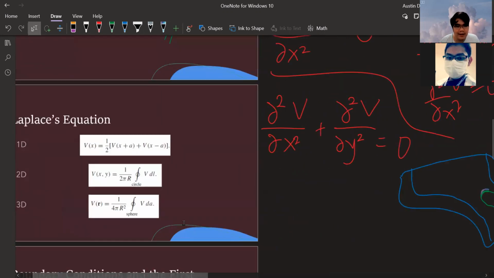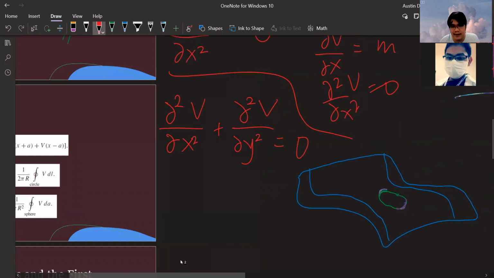And we can actually write down that the potential at any point x, y can be written as this. So 1 over 2 pi r, integrate mo yung V dl. So hanapin mo ngayon yung potentials at this point. Circle mo, hanapin mo yung potentials diyan. Isisum mo lahat sila through the integral dl over the circle, then you divide that by the circumference. In essence, you're taking the average of the potentials on that boundary.